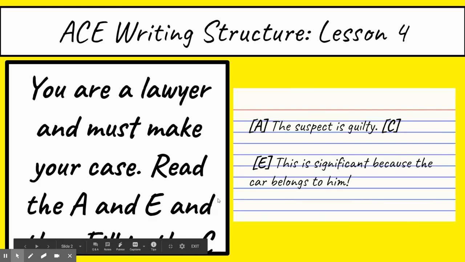So let's begin with a little bit of practice, see where we're at here. You're a lawyer and you have to make your case. I want you to read the A that I've provided for you and the E that I've provided for you. And then I want you to fill in the C. So the A is the suspect is guilty. The E is this is significant because the car belongs to him. Now put in the C. Put in the evidence that would go with that.